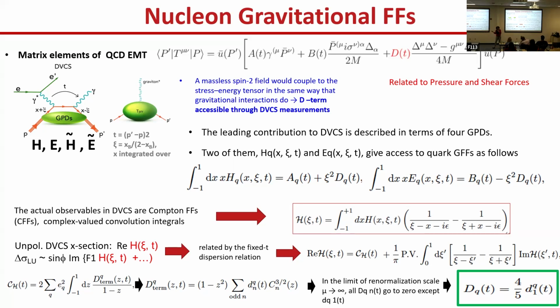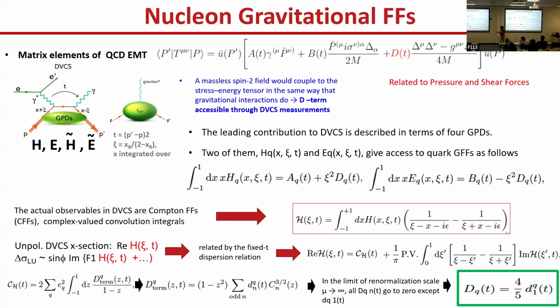What we measure is not the GPDs H and E. We measure the Compton form factor, because I cannot measure x. So what I measure is this function, which is integrated between x minus 1 and x plus 1. Once I measure it, then I have these Compton form factors. They are complex functions, and there is a real and imaginary part. And these I can access, for instance, by measuring the unpolarized cross-section or measuring the beam spin asymmetry.